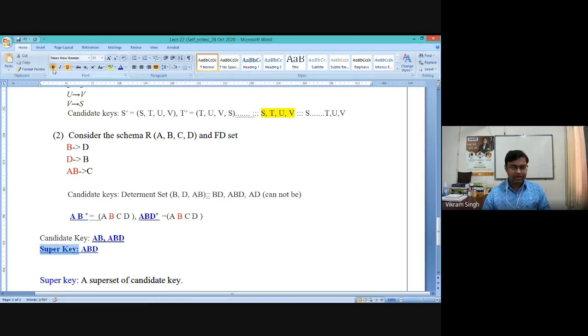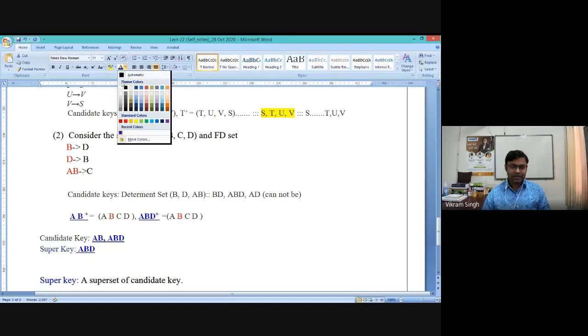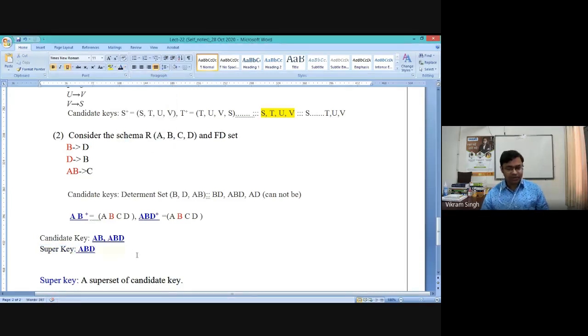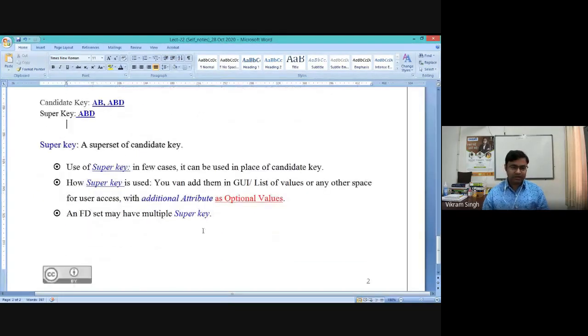So I hope you can correlate this concept of super key, because a super key is nothing but a superset of a candidate key. Superset means if you have a candidate key and add an additional attribute to it, then you are deriving a new key which is called a super key. The objective of both is to derive the remaining attributes or values. So let's note some points: a super key is a superset of a candidate key. You can write it briefly as candidate key with additional attribute. That's the simple definition of it.